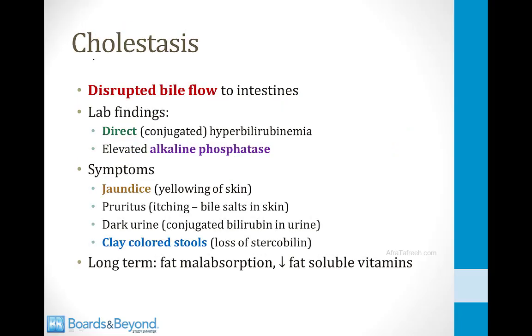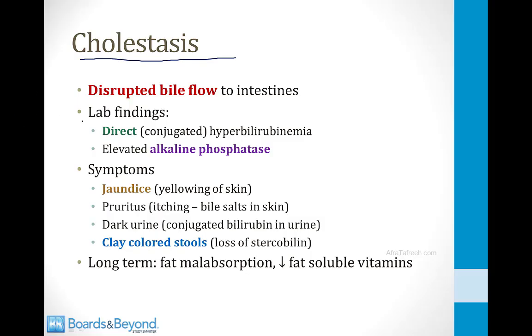What I'm going to talk about for the last few slides of this module is what happens if you have disrupted bile flow to the intestines, and that is called cholestasis. There are characteristic lab findings and symptoms of this disorder that you should know for your boards and also for clinical medicine, and they all make sense if you understand what bile does.